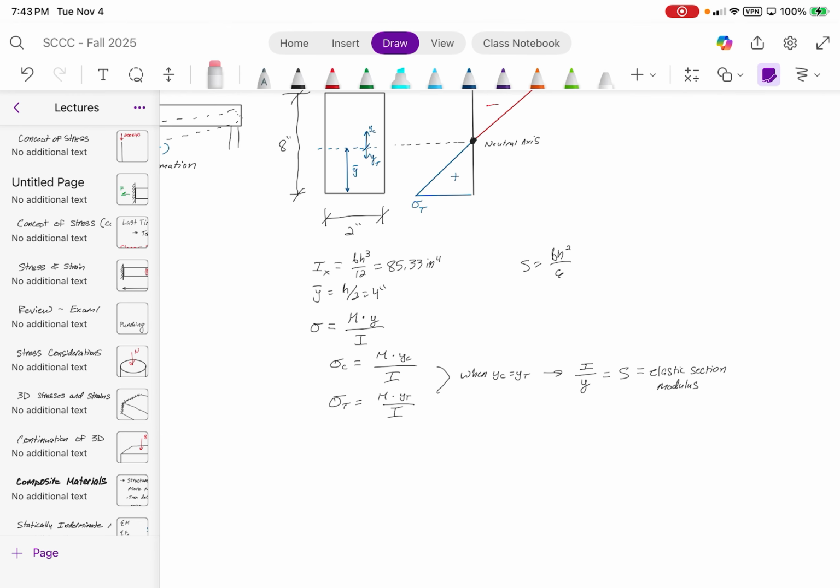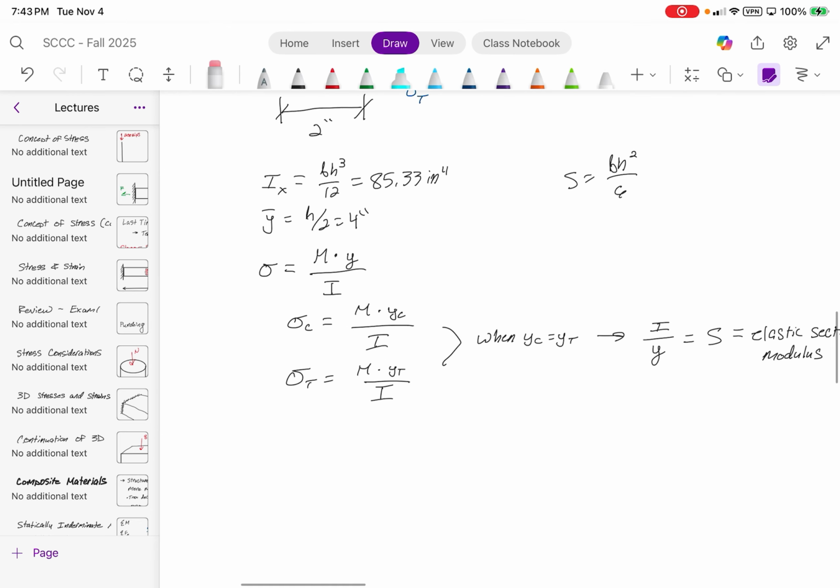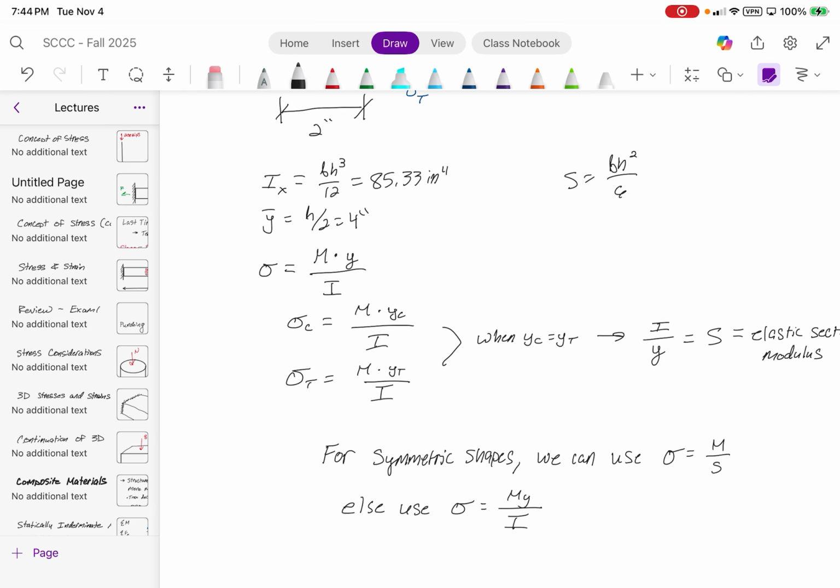All right. So for symmetric shapes, you can use sigma is equal to M over S for your calculations. Else use sigma is equal to My over I.